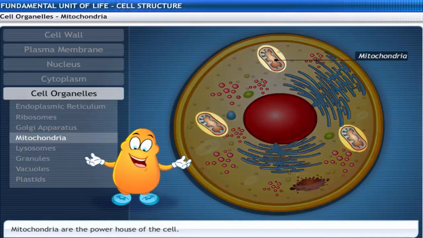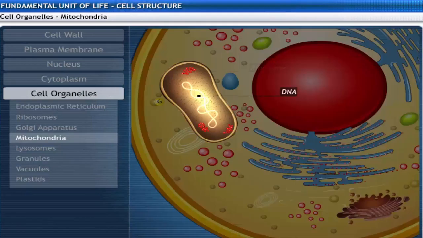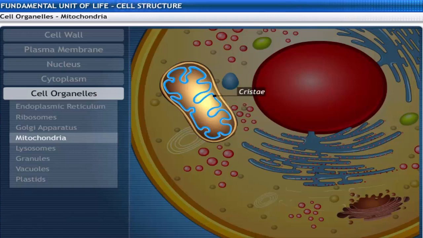This is the powerhouse of the cell, called mitochondria. They have their own DNA and ribosomes to synthesize respiratory enzymes. These enzymes oxidize glucose molecules to produce energy in the form of adenosine triphosphate, or ATP. This energy is used for chemical activities and mechanical work. Mitochondria have outer and inner membranes. The inner membrane folds into cristae, creating more area to make ATP.